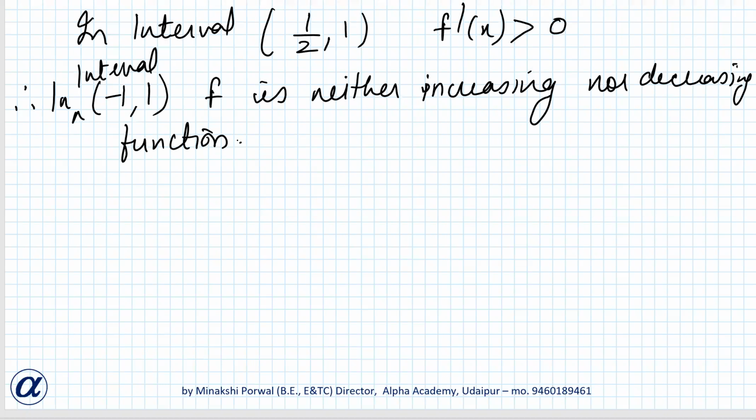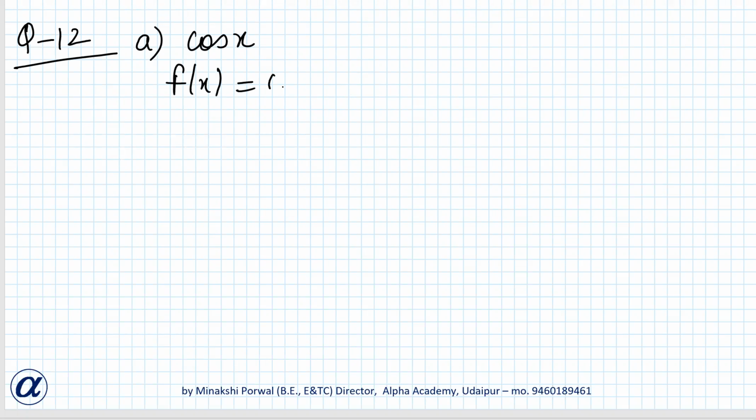Is it clear? Yes, ma'am. Okay. Next, question number 12. Which of the following functions are strictly increasing on 0 to pi by 2? First is cos x. f of x equals cos x. So f dash x equals minus sin x.